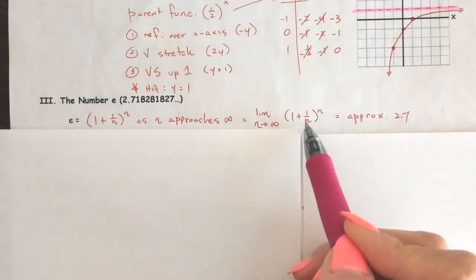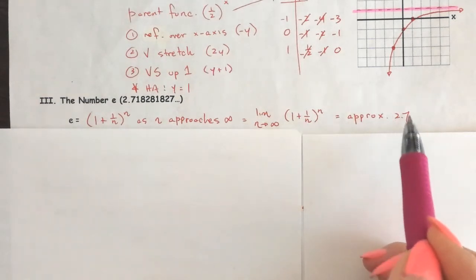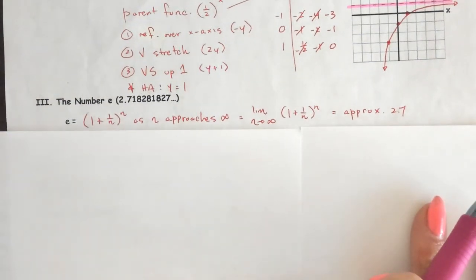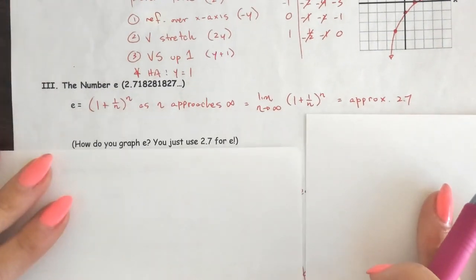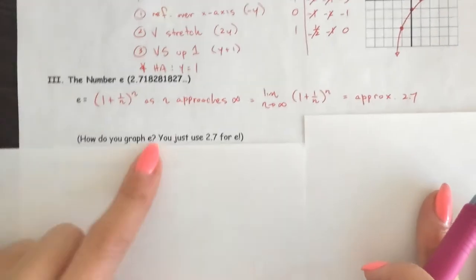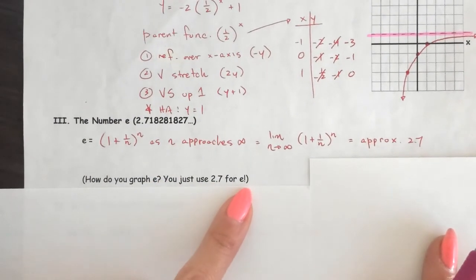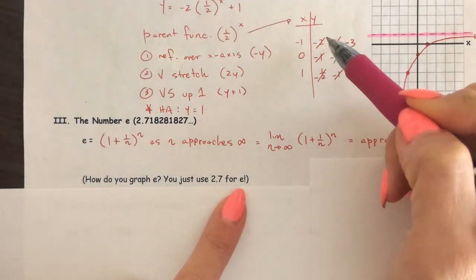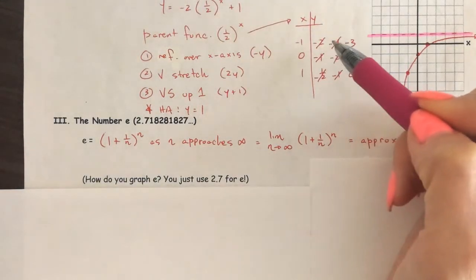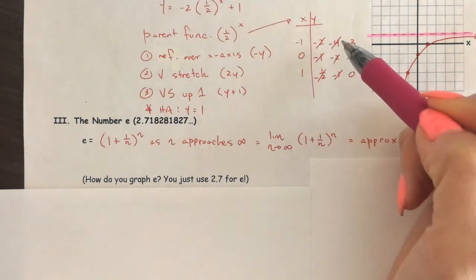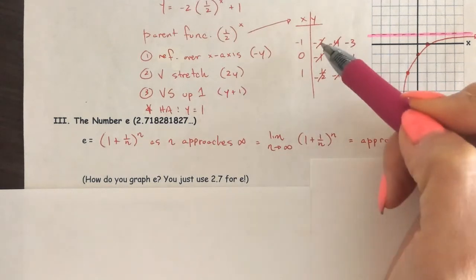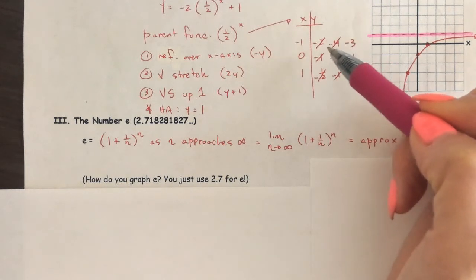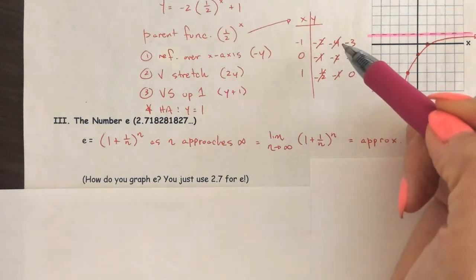If I plugged in 1,000, then again, it would be like 2.7 something, okay? So e is just a number, like pi is a number. Okay, so how do you graph? You literally just use 2.7 for e. So, you know, -1, if that's e, then you just put e, and then if you have to multiply by 2, you just do 2e, and then later you can be like, oh, this is 2.7 times 2 is basically 5.1, 5.2, something like that, right?